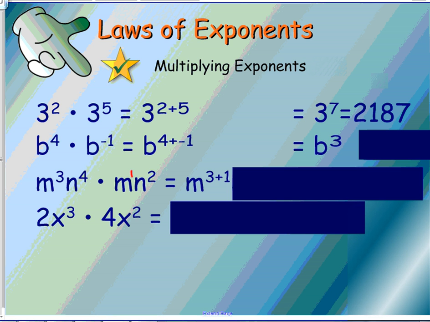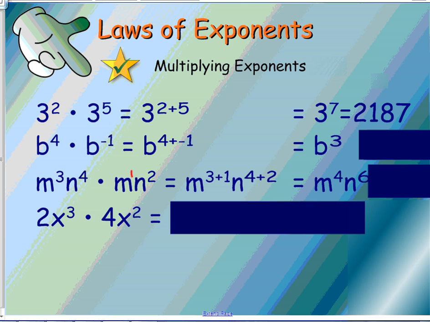All right, and then we do the same thing with the n. So we have n to the 4th power times n to the 2nd power. So that would be n to the 4 plus 2 power, which then we just combine them and we get m to the 4th power, n to the 6th power.